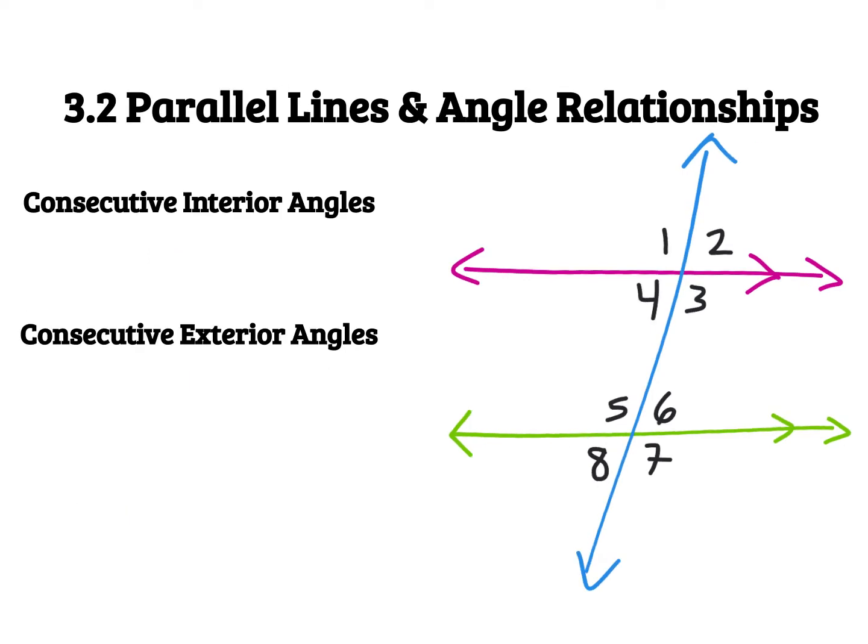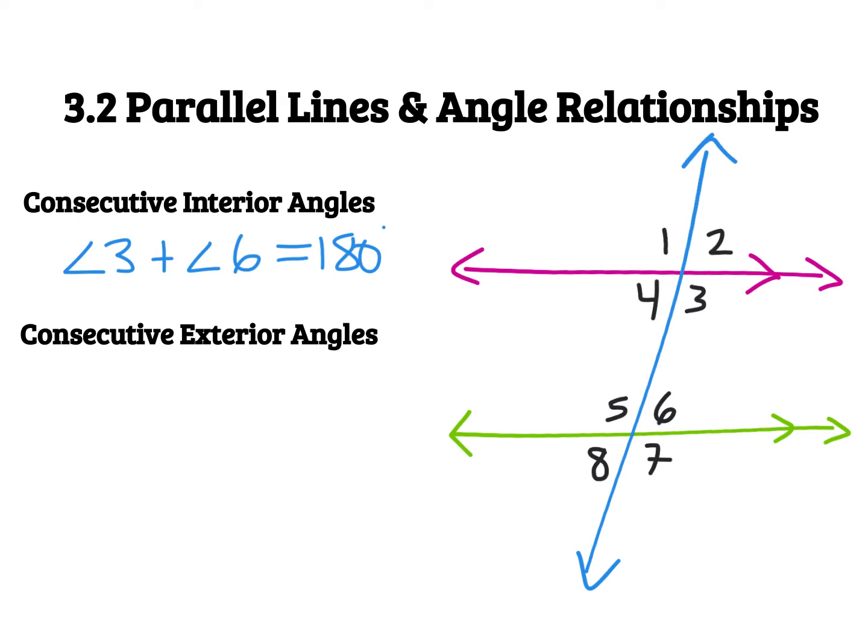Okay, let's talk about a different situation. Here we have two other situations, consecutive interior and consecutive exterior. Now we're dealing with angles that are on the same side and inside, right? So angles 3 and 6 here are consecutive interior angles, and 4 and 5 are also consecutive interior angles. In this situation, when the lines are parallel, these two angles are not congruent. These two angles are supplementary, which means they add up to 180 degrees. So I can say angle 3 plus angle 6 add up to 180 degrees. That is a relationship between them.